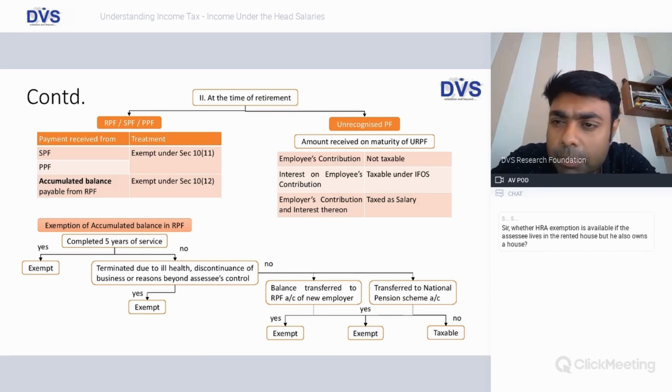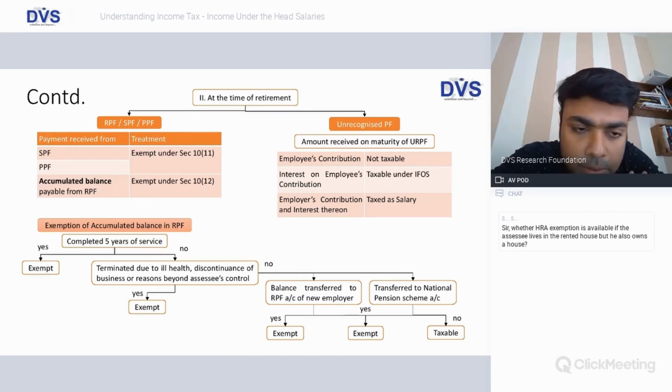Very rarely do you see employers having unrecognized provident fund, so from a practical standpoint, it may not have much relevance. We could dwell deeper into that. Accumulated balance in recognized provident fund: for five years of completed service and beyond, there is no tax on that.